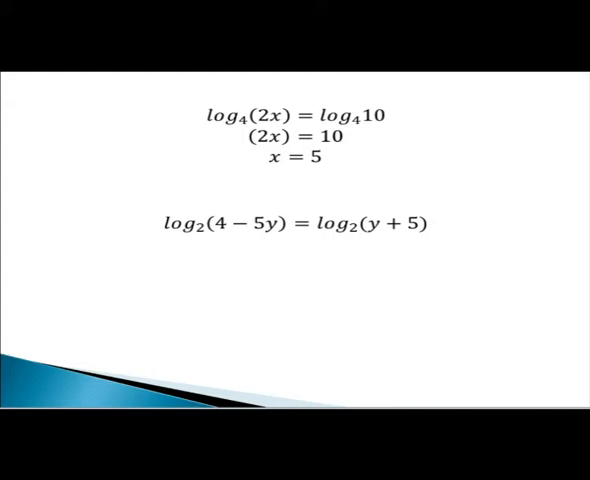We have the logarithm of the quantity 4 minus 5y with base 2 equals the logarithm of y plus 5 with base 2. Again, observe that our logarithms have the same base. Our base is 2. Since the bases are equal, we can say that the quantity 4 minus 5y is equal to the quantity y plus 5. Since we are already on a linear equation, we can now solve for the value of y.